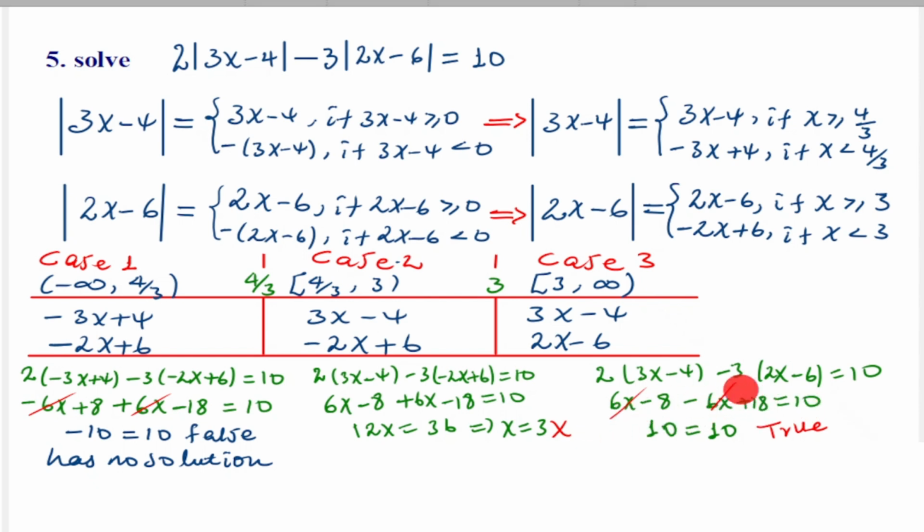6x minus 6x will be cancelled out. Minus 8 plus 18 is 10, which is equal to 10, which is true. The whole interval of this case is a solution. So any value on this interval satisfies this double absolute value equation. So the solution set is the set of x such that x is greater than or equal to 3.